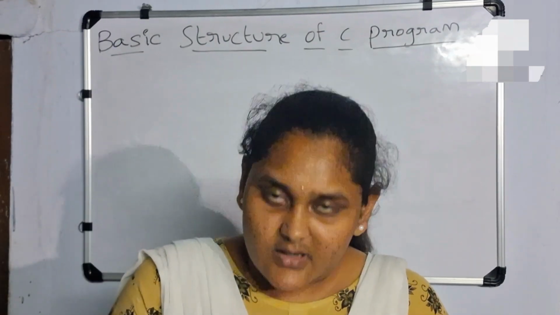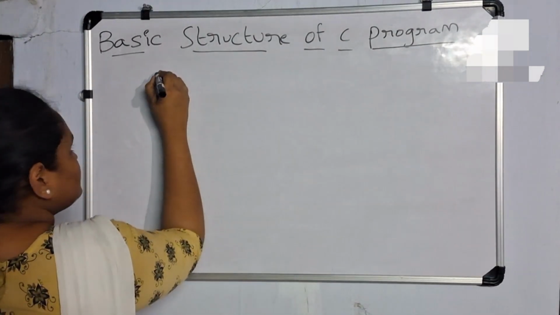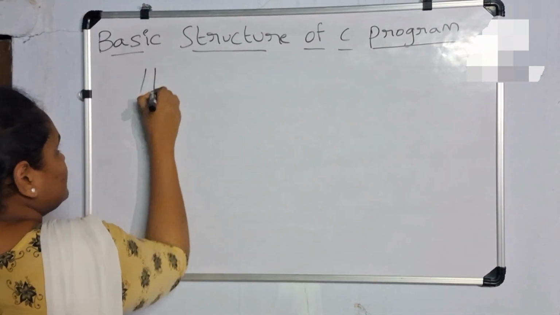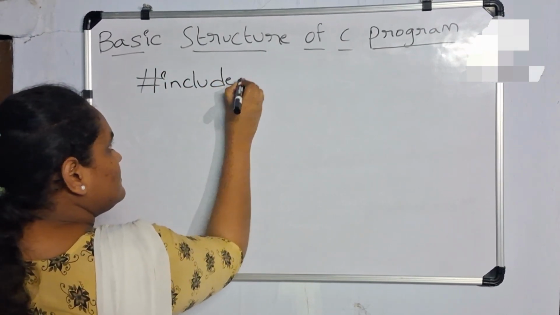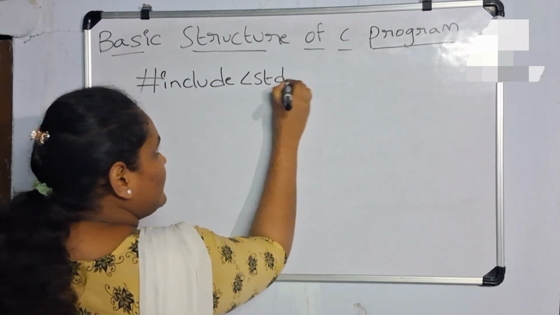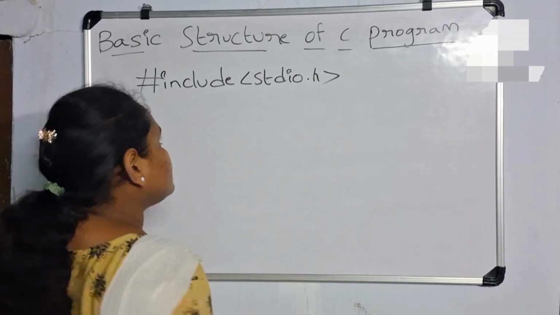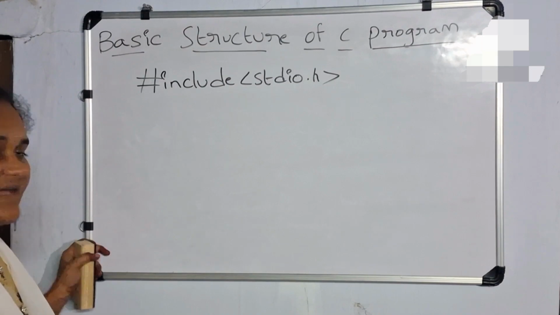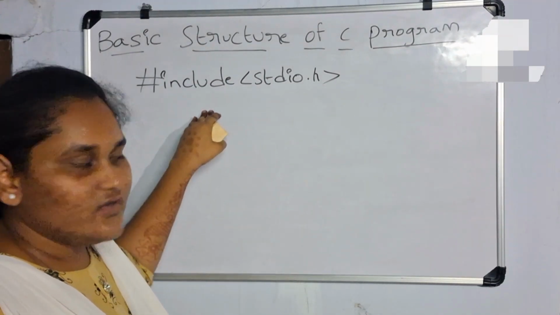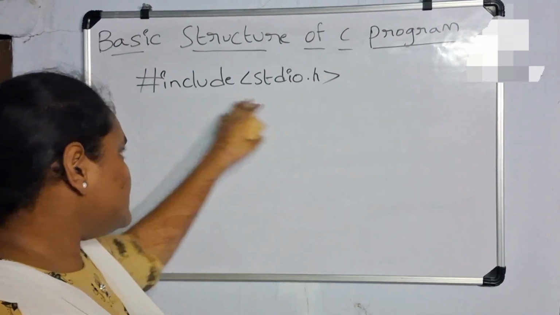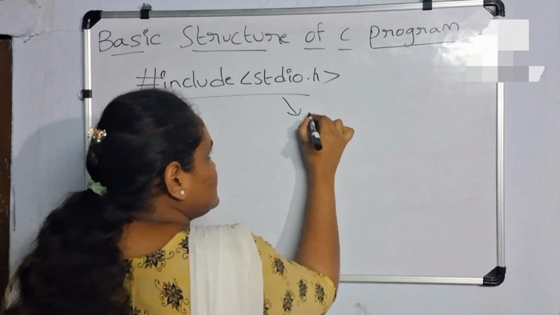So every C program should start with this line, which I am going to write: #include <stdio.h>. The first line of every C program should be this, and this line is called a preprocessor directive.